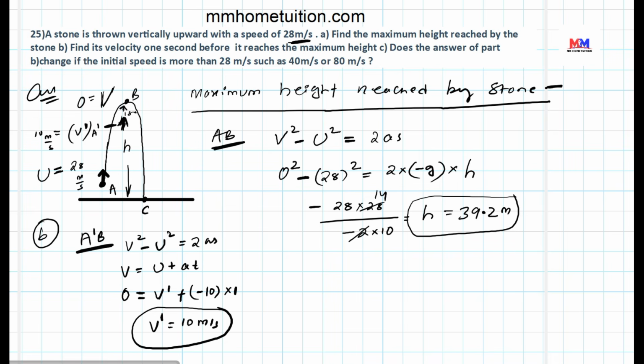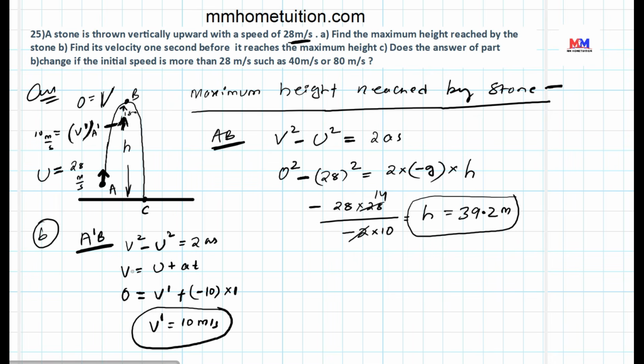So second is: find its speed 1 second before it reaches the maximum height. So we have to find the speed at point A dash. Let the speed at this point be V dash. V square minus U square equals 2AS. At the highest point, speed is 0.